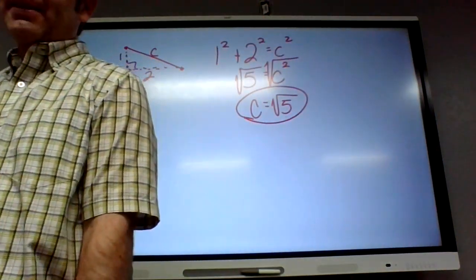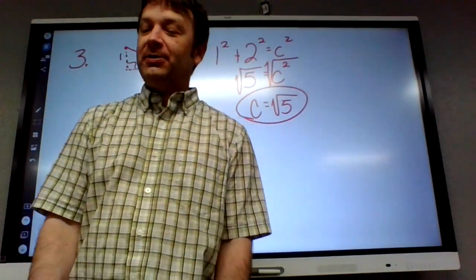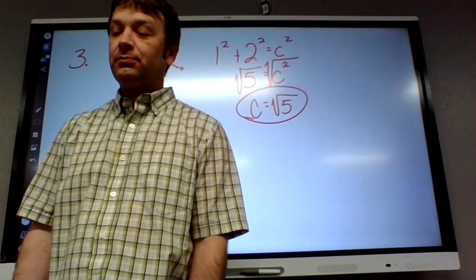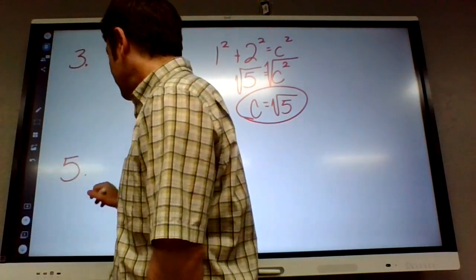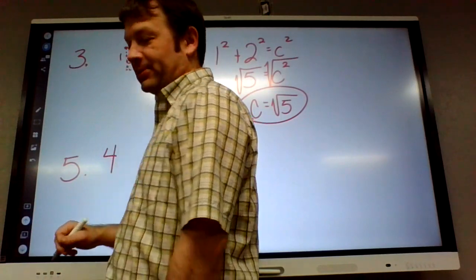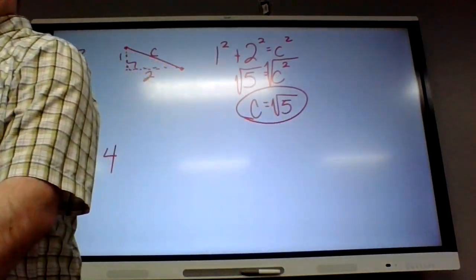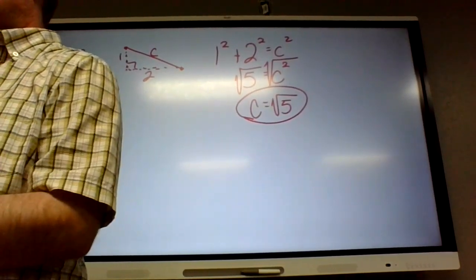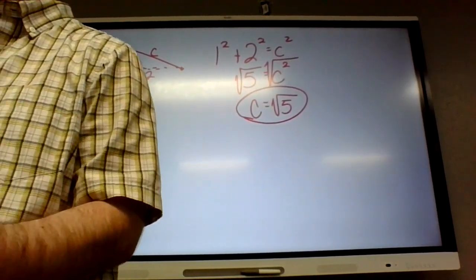Okay. Number 5, how long is number 5? It's 4. Because it's a straight line, we don't really need any formula. Just count it over. Wait, would that be the same if it was vertical? Yeah.